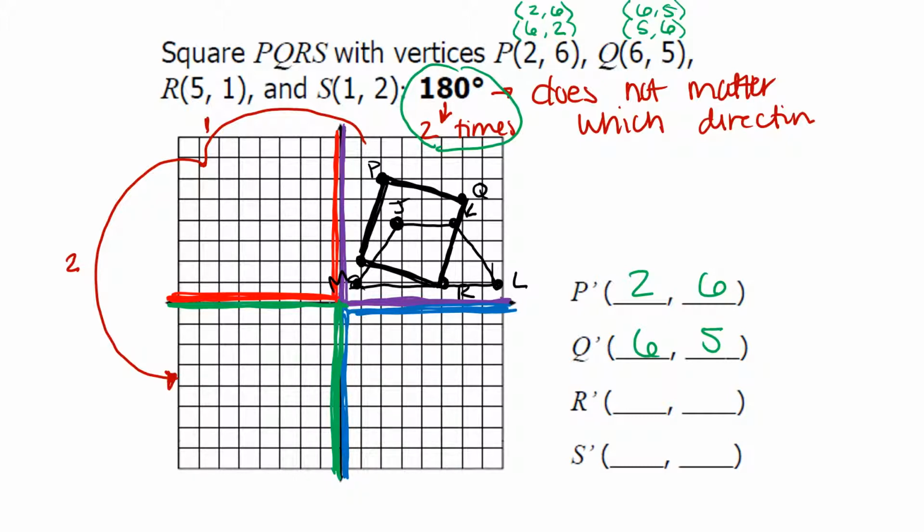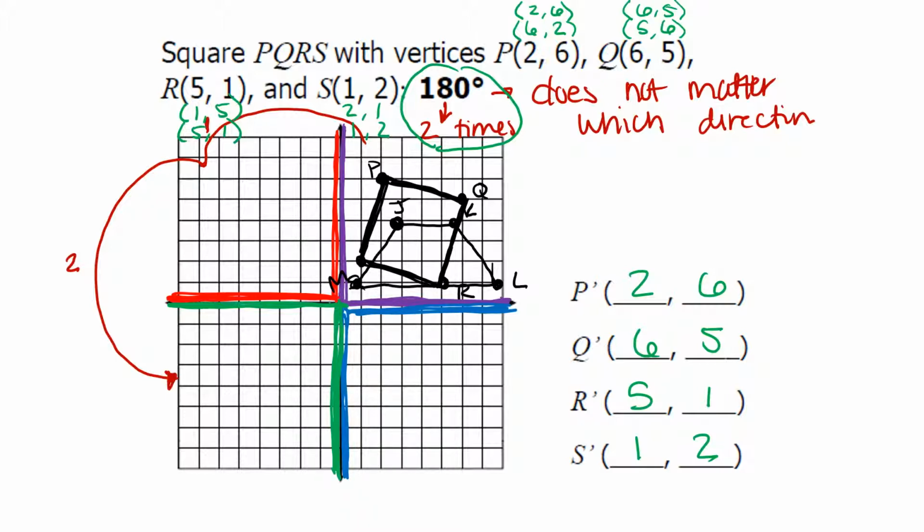Same thing with R. I turn it 1 time, I get 1, 5. I turn it 2 times, I get 5, 1. And the same with S. Turning it 1 time gets me 2, 1. Turning it 2 times gets me 1, 2.